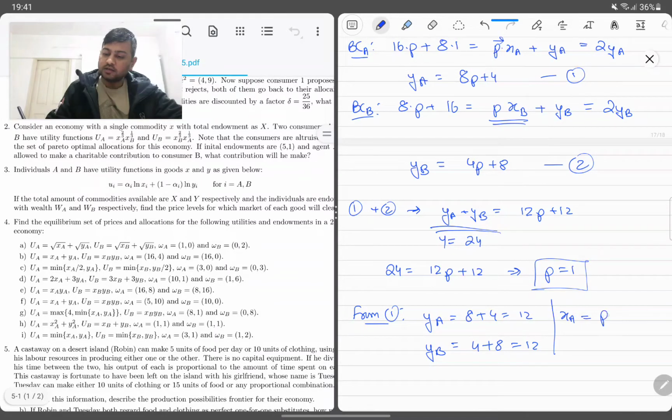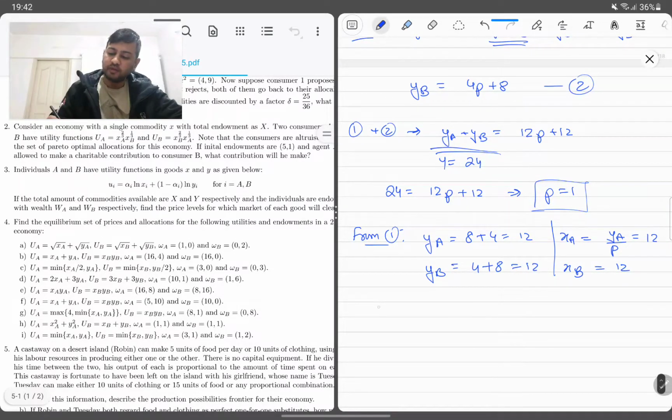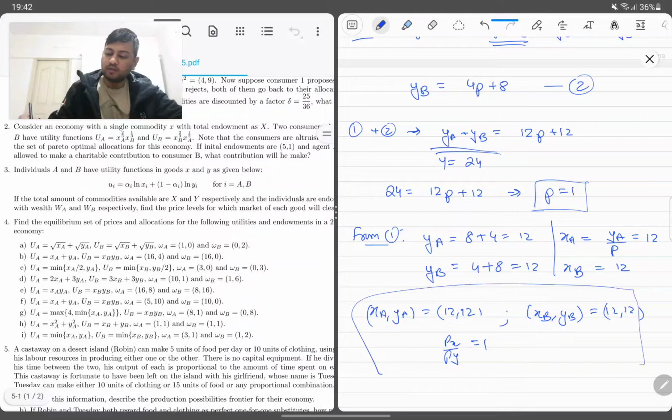Now Xa is equal to Ya by P. Ya is 12, P is 1, so this is equal to 12, and Xb is also equal to 12. So your final answer is Xa comma Ya is equal to 12 comma 12, Xb comma Yb is also equal to 12 comma 12, and price vector Px upon Py is equal to 1.